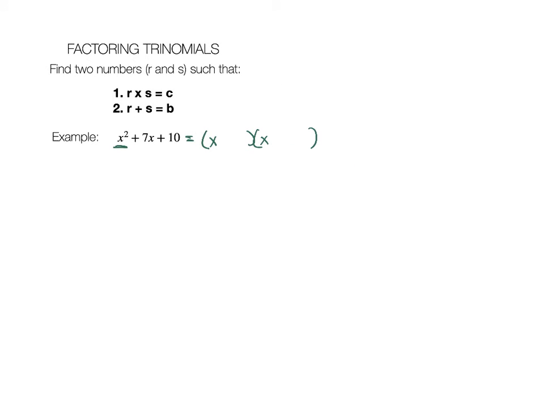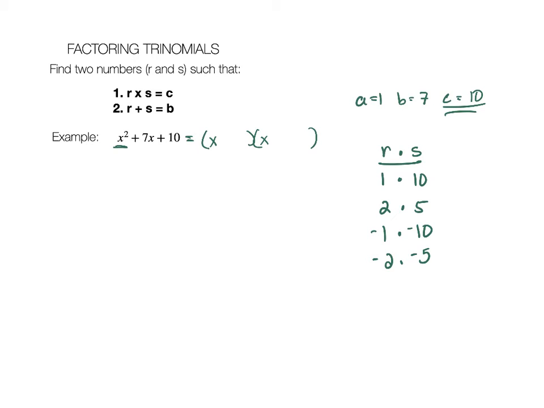Then just run off to the side. Here's our a, b, and c value. a is 1, b is 7, c is 10. Keep in mind that c is 10, so r times s has to give you 10. So let's make our possibilities. To get 10, it could be 1 times 10, that multiplies to give you 10, or it could be 2 times 5, that multiplies to give you 10. It could also be negative 1 times negative 10, and negative 2 times negative 5.